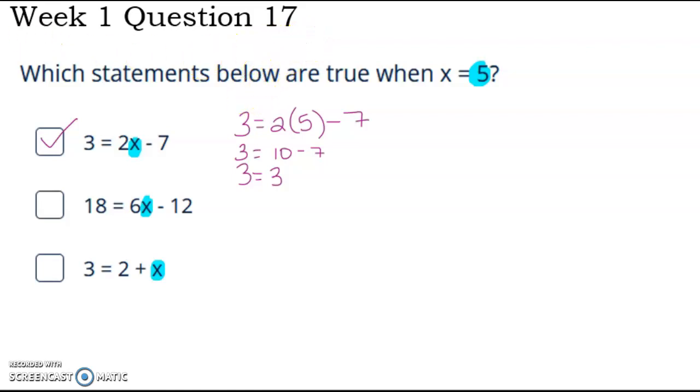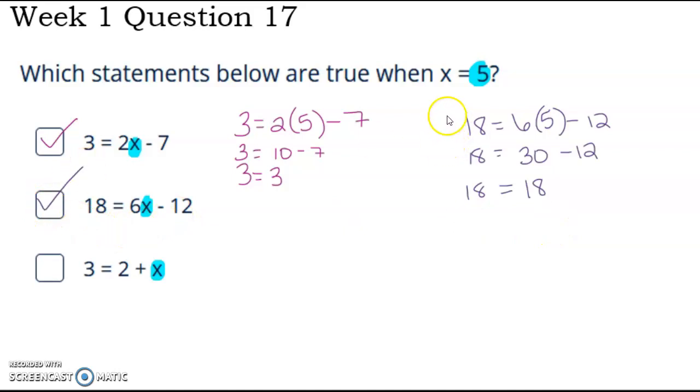All right, let's try another one. So I'm going to try this one over here. 18 equals 6. Instead of times x, I'm going to change it to a 5 minus 12. One step at a time. Just plug it in first. And now let's do our multiplication first. 6 times 5 is 30 minus 12. Now 30 minus 12 is 18. Woohoo! That one will work.